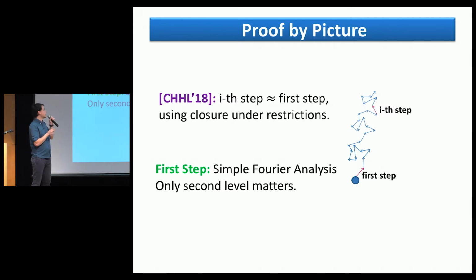And then we will show that the ith step is very similar to the first step by a reduction of CHHL, Chattopadhyay, Hatami, Hosseini, and Lovett. And this uses the fact that this class of functions is closed under fixing some of the input bits. So if we fix some of the input bits to zeros or ones, we are still in the class of circuits.